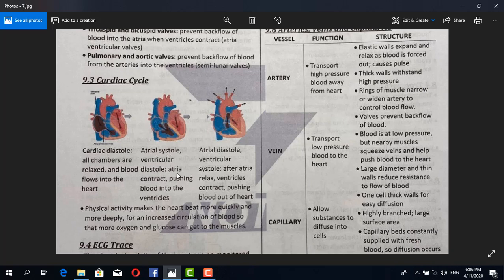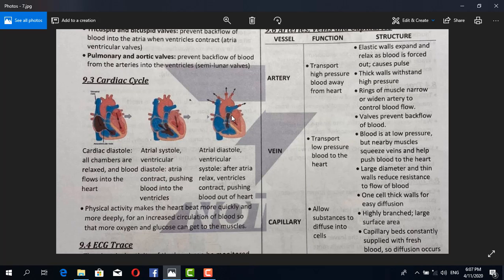The atria, which is over here, contract, pushing all, as you can see here, all the blood into the ventricles, the ventricle here. Then we've got the atrial diastole, ventricle systole, which is after the atria relaxes, the ventricle contracts and pushes the blood out of the heart very quickly, and it goes where?